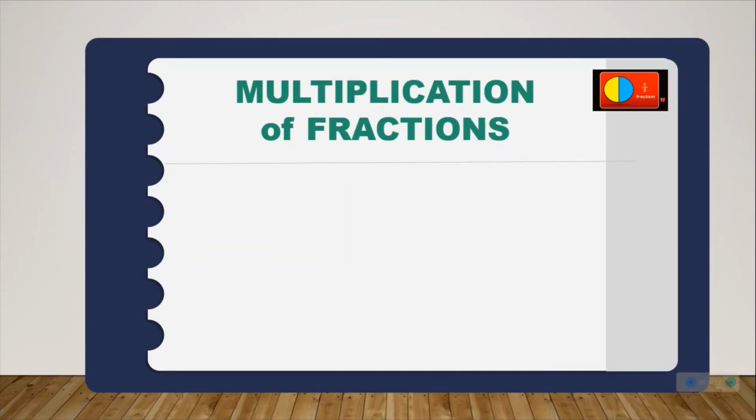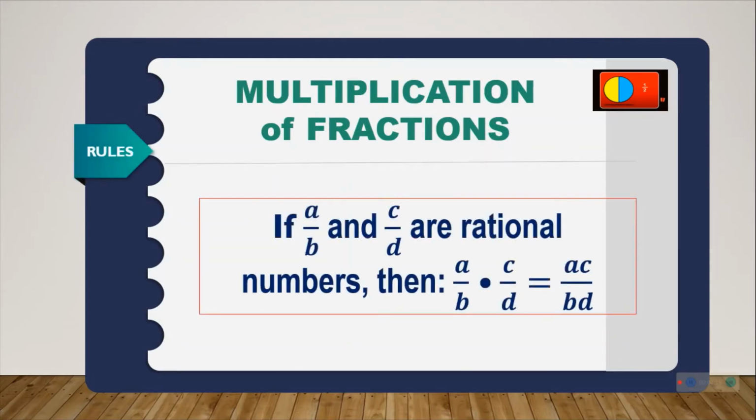So, we will proceed to multiplication of fraction. If A over B and C over D are rational numbers, then A over B times C over D. So, i-multiply lang natin si A at saka si C, which is AC, over B times D. So, that's as simple as that. Tandaan nyo kapag whole number, automatic ang denominator niya is 1.